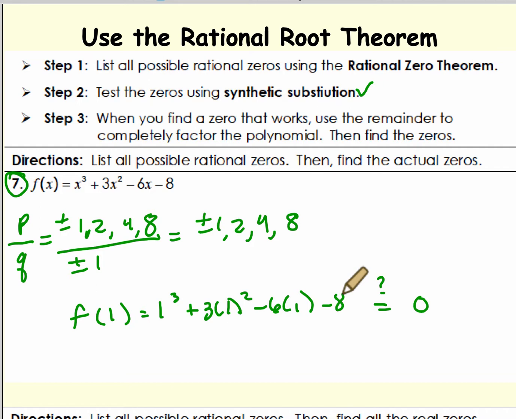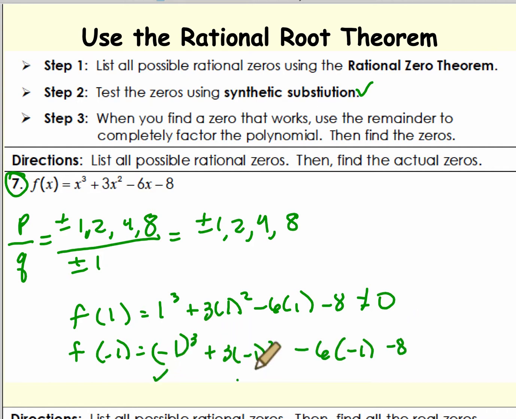And then I go ahead and do my math, because right now I do not know if it actually equals 0. So 1 cubed is 1 plus 3 minus 6 minus 8, not 0. I don't even care what it's equal to. So I'm going to try negative 1. Negative 1 cubed gives me negative 1 plus 3 plus 6. Negative 1 plus 3 is 2. 2 plus 6 is 8. 8 minus 8 is 0. Lo and behold, guess what I found? I found a 0.